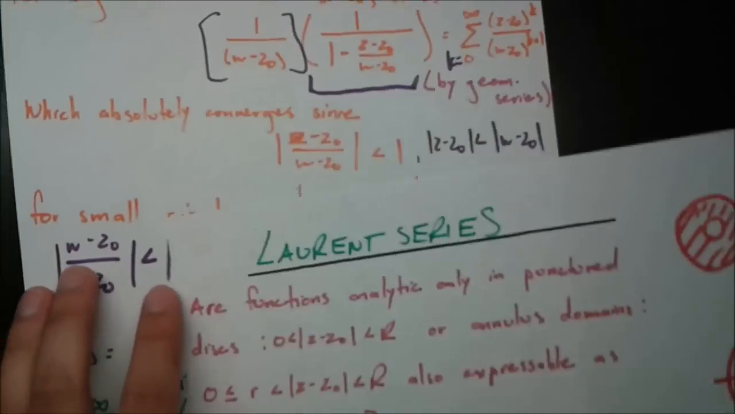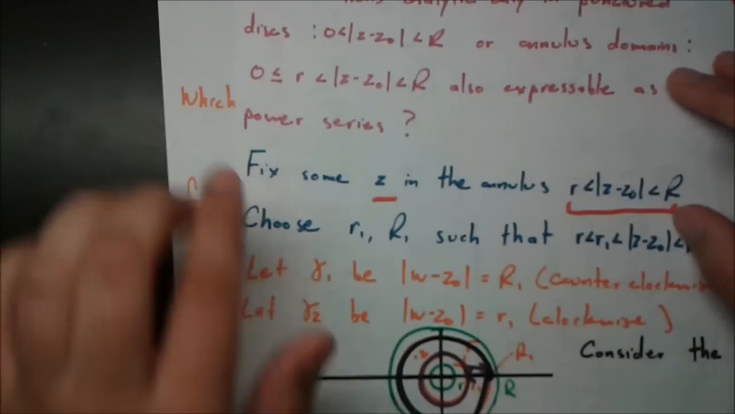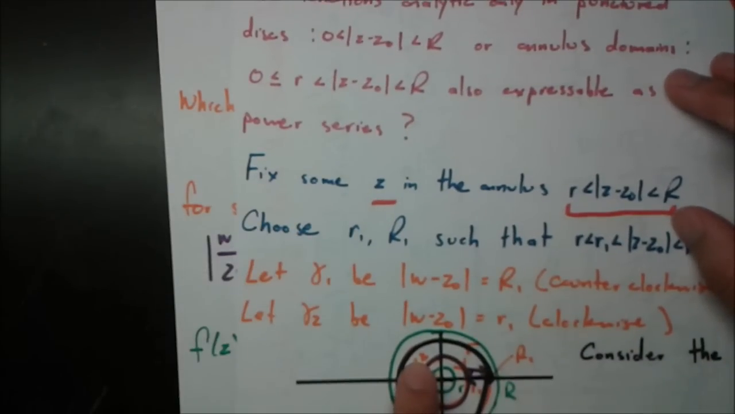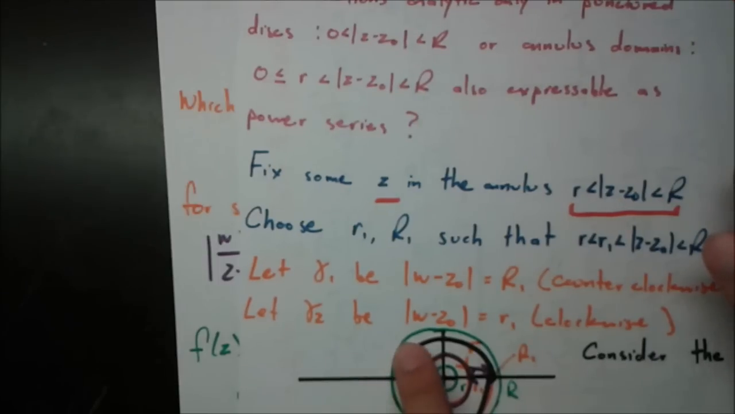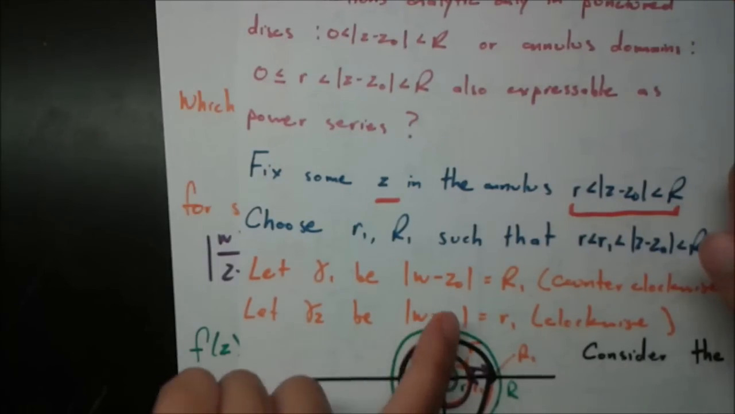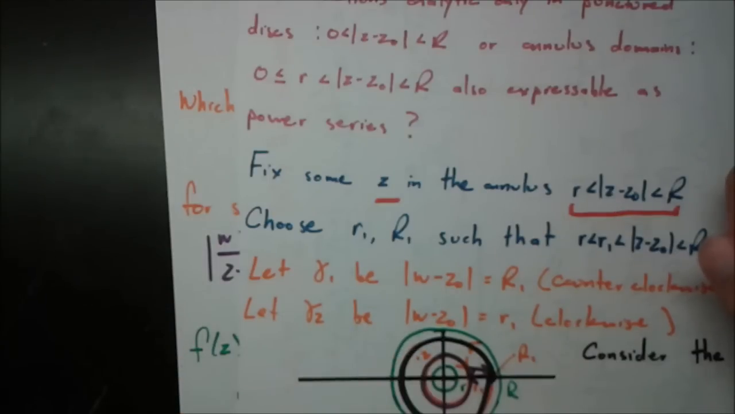So it's convergent as long as the distance from z to z naught is less than the distance from w to z naught. So that means the distance from here, z, to the middle is less than the distance from the outside circle to the middle. Now z can get super close to the outside. It can get super close to this green circle. And we can always still choose a new orange circle that's still farther away from the z, but still behind the green circle. So this will always be true.